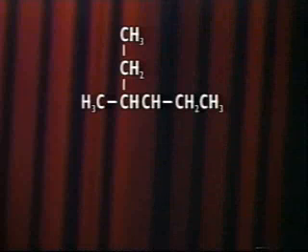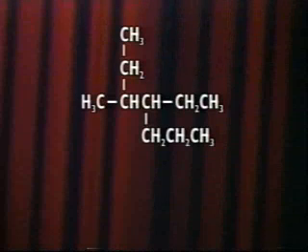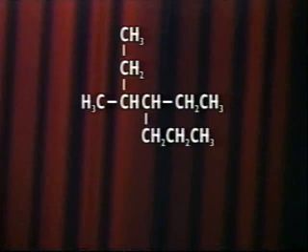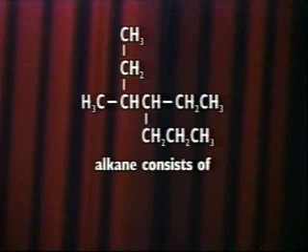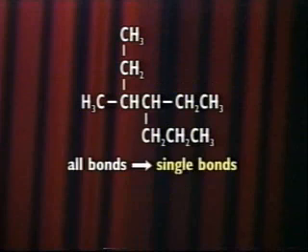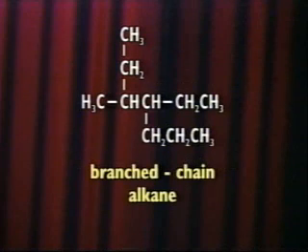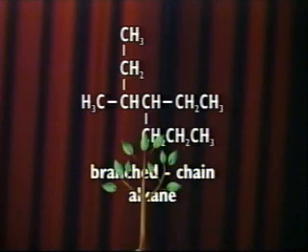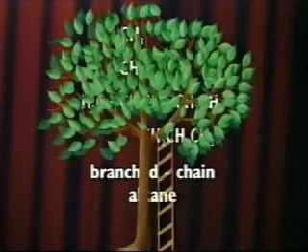Right. Now let's try to name a bigger, more complex molecule. Obviously, there's a lot more going on here than in the straight-chained alkanes we just looked at. This molecule is an alkane. It consists of only hydrogen and carbon, and all the bonds are single bonds, but it's a branch chain alkane. To name alkanes of this size, we have to follow a few simple steps.